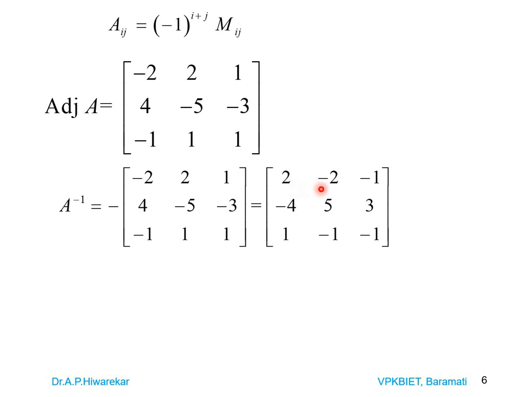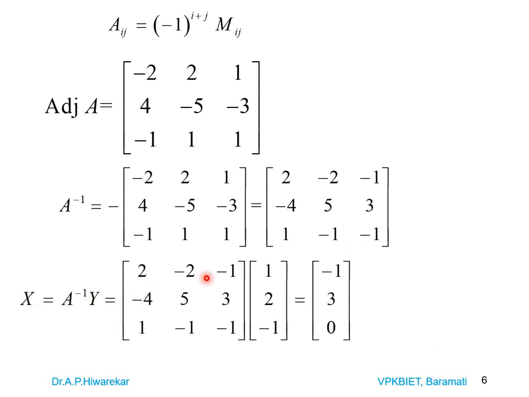This 2, minus 2, minus 1, minus 4, plus 5, plus 3, minus 1. It is plus 1, minus 1, minus of minus 1. So it is plus 1, then it is minus 1, minus 1.